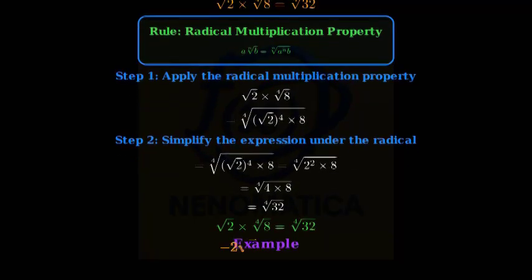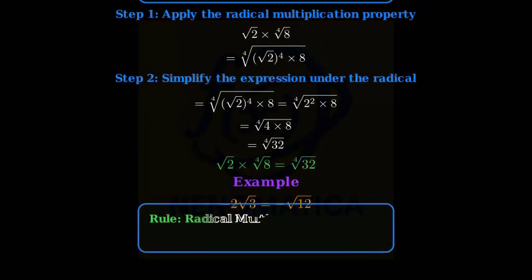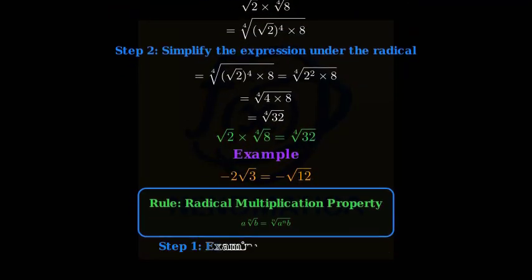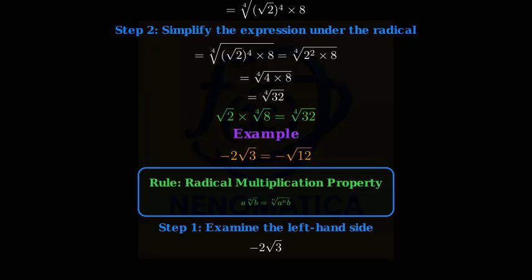We need to verify that negative 2 times the square root of 3 equals negative square root of 12. Again, we'll use the radical multiplication property to verify this equality. We'll apply the same rule: a times the nth root of b equals the nth root of a to the n times b. Let's begin with the left-hand side of the equation. Negative 2 times the square root of 3.